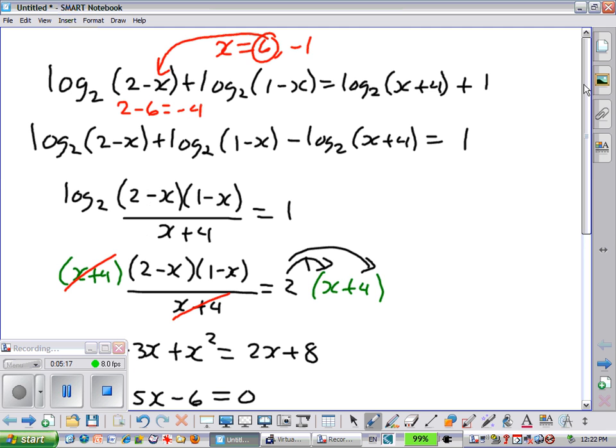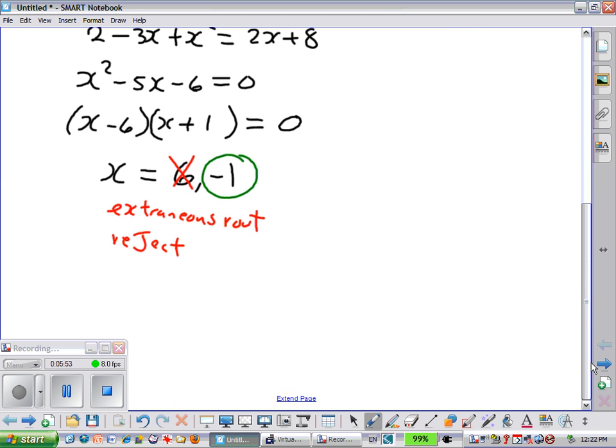Now, it doesn't mean that the negative 1 automatically works. I'll try plugging negative 1 into here. 2 minus the negative 1 gives me a 3. 1 minus the negative 1 gives me a 2. And negative 1 plus 4 gives me a 3. Now, what is log base 2 of 2? 2 to what power equals 2? The answer is 1. So this and this are equal. What about the other pieces? This is log base 2 of 3, and this is log base 2 of 3. So this answer does, in fact, work.